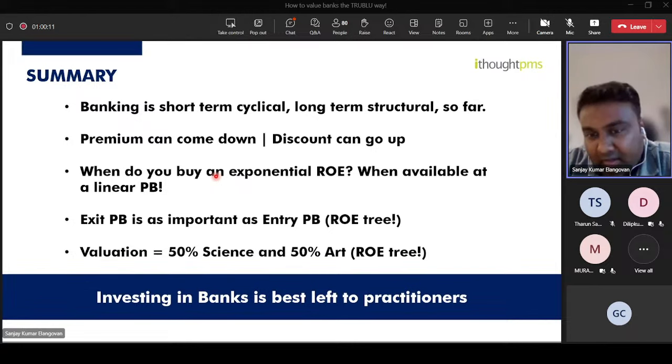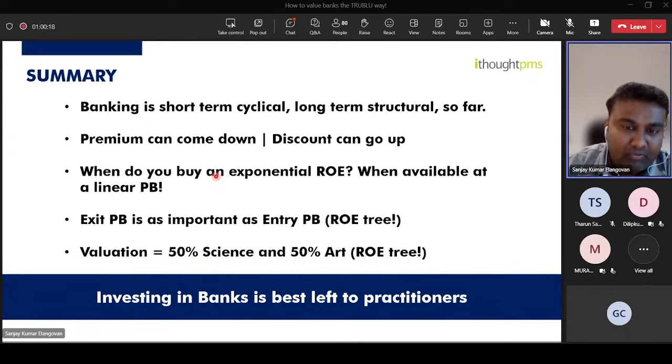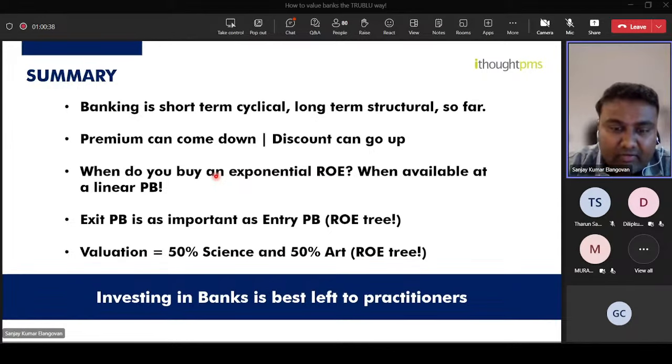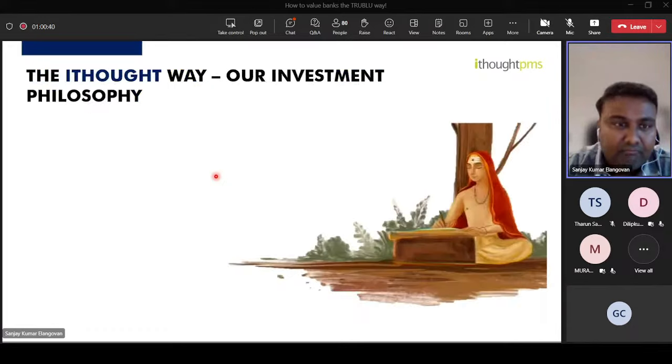Let's say day before yesterday, HDFC Bank had a loan mela in Trichy, or yesterday they had a car loan mela in Gujarat. So we keep looking at what the banks are doing, and whether the ROE transformation journey they're on is structural or cyclical. Will they be able to sustain? If they are sustaining, for how long can they sustain? So we keep doing these studies to estimate ROE 5 years from now, 10 years from now. So it's best left to practitioners, and that brings us to the ithought way of our investment philosophy.